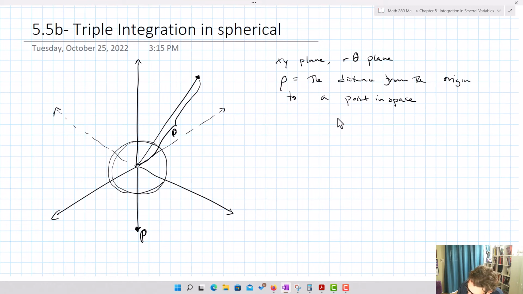If we were to write that, rho would end up being the square root of x squared plus y squared plus z squared. Basically, it's the distance formula. That's how we actually find rho. And we'll talk about this a little bit more in a minute.